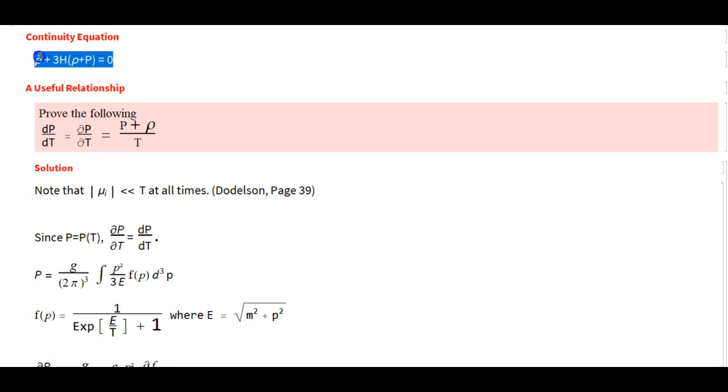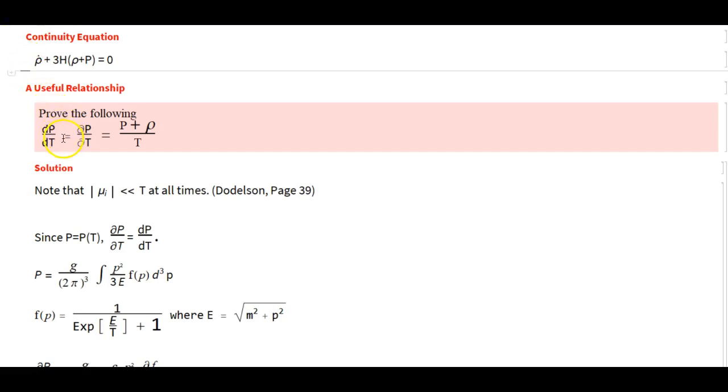One is the continuity equation that we will be using a lot, and you must have seen this before. Here rho is density, H is the Hubble parameter, p is the pressure, and the dot means time derivative. So the time derivative of density plus 3 times the Hubble parameter multiplied by (rho plus p) is equal to 0. This is the continuity equation, and you should have seen this before.